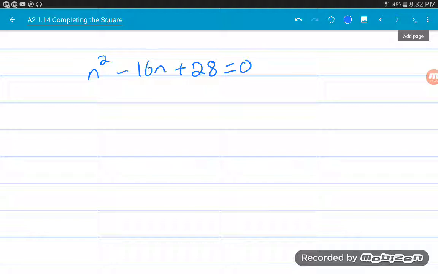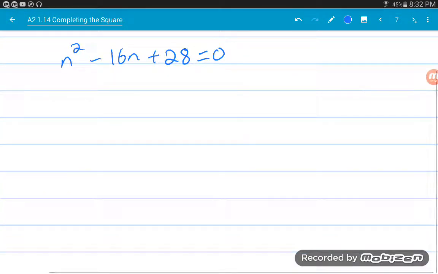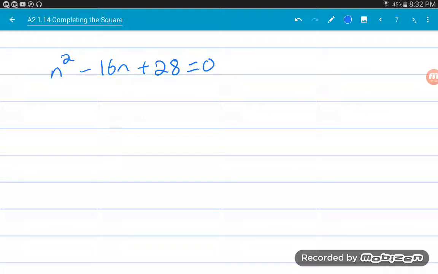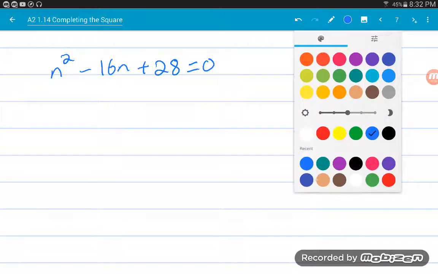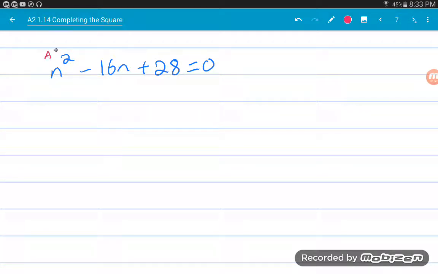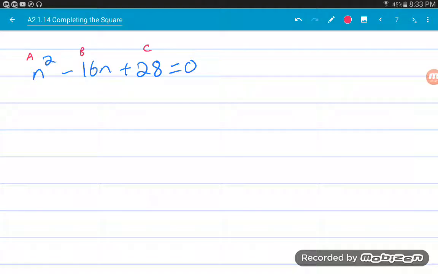Let's follow the steps. Do we have an equation in standard form? Yes, we do. It's the n squared, and then the n, and then the number. So that fits, and it's equal to 0. So what do I have to do? I probably want to know what these numbers are first, just in case. This is a, this is b, and this is c. I need to move the c term over first.